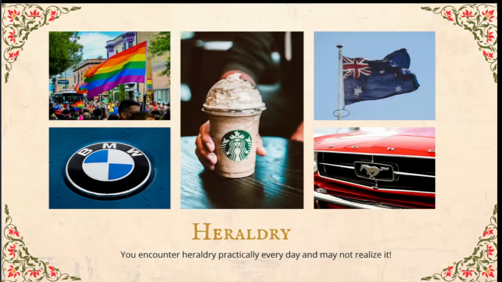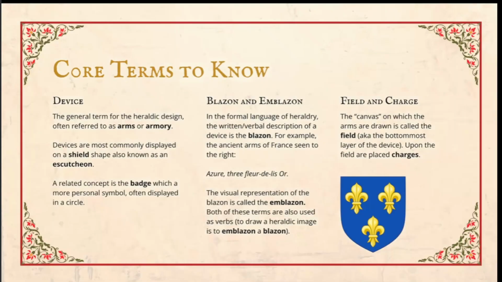If you have a car that has a logo on the hood, that's heraldry. The logo of Starbucks is a mermaid, and it is a specific kind of mermaid called a Melusine, which is a very old heraldic term. So you see heraldry all the time, even if you don't necessarily recognize it.